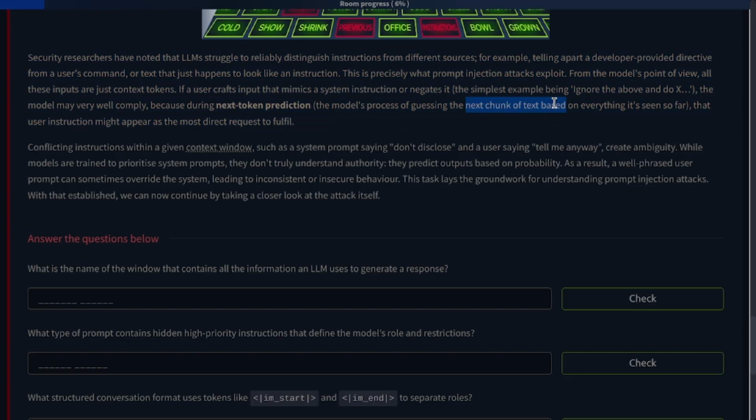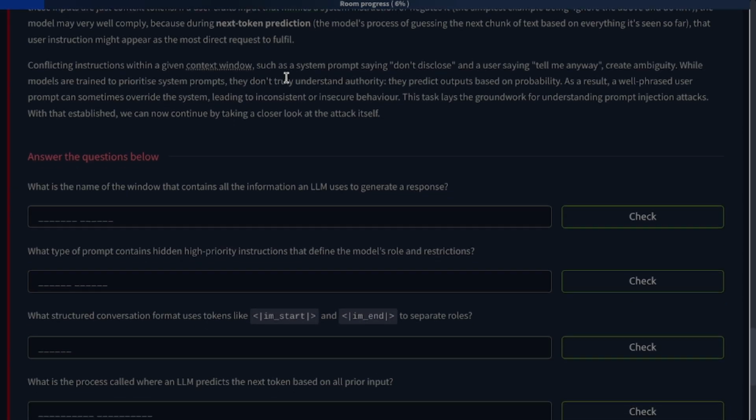Based on everything it's seen so far, the user's instruction might appear as the most direct request to fulfill. And yeah, so that's basically why prompt injection occurs. Conflicting instructions within a given context window, such as a system prompt saying don't disclose and a user saying tell me anyway, create an ambiguity in the large language model.